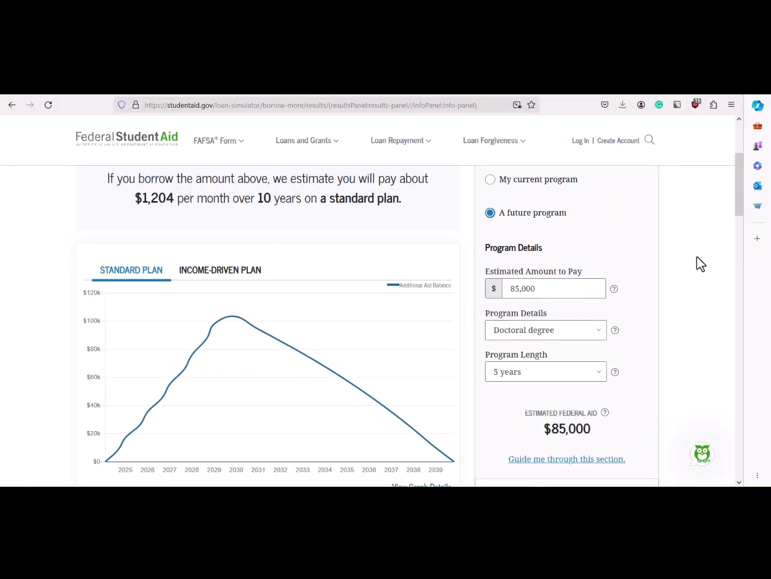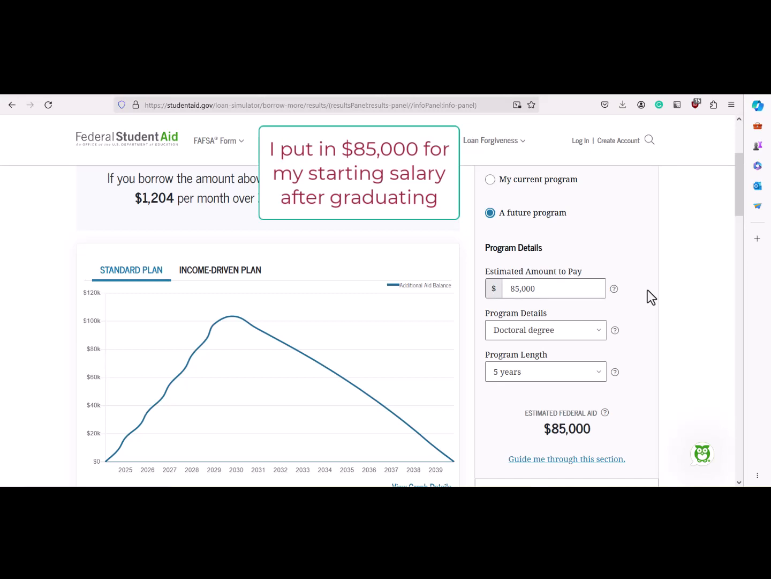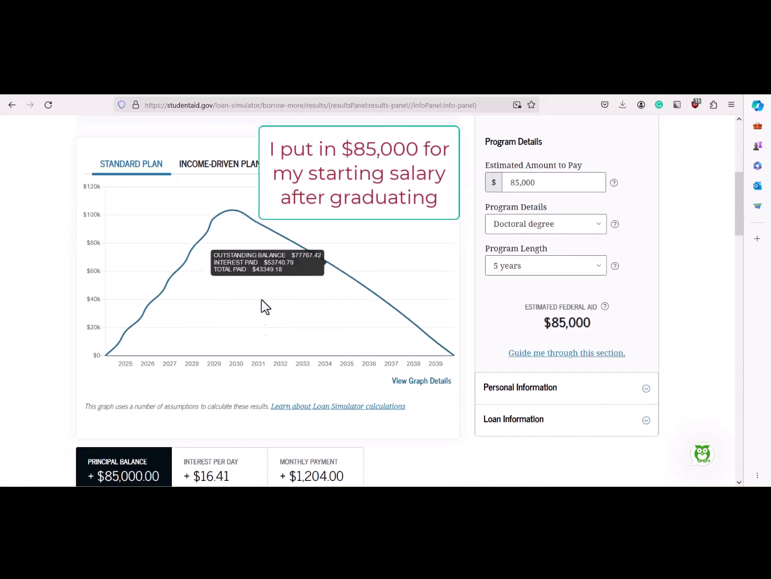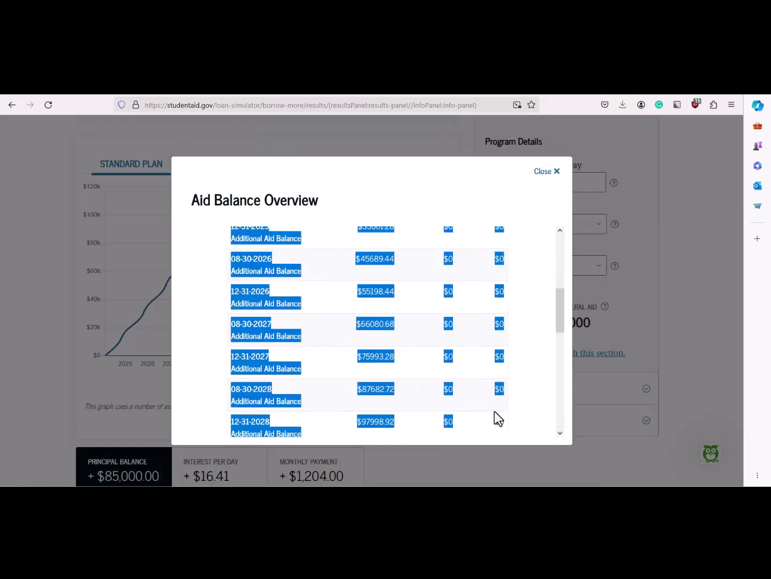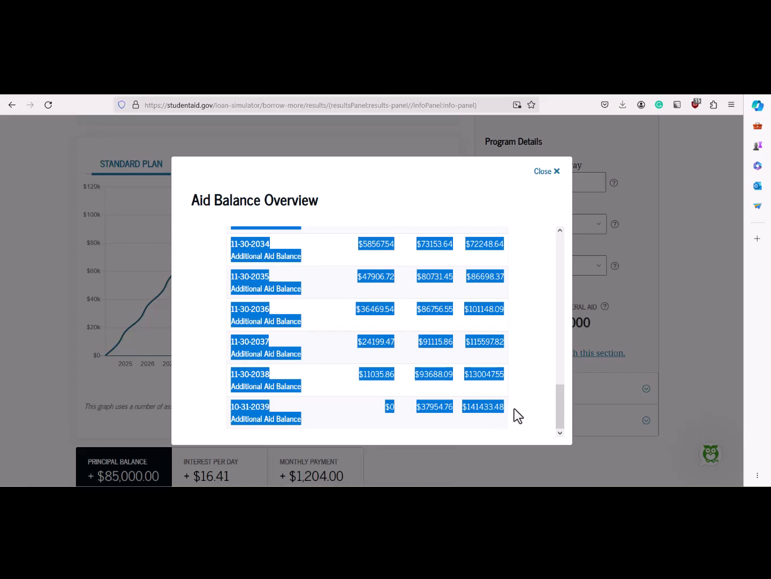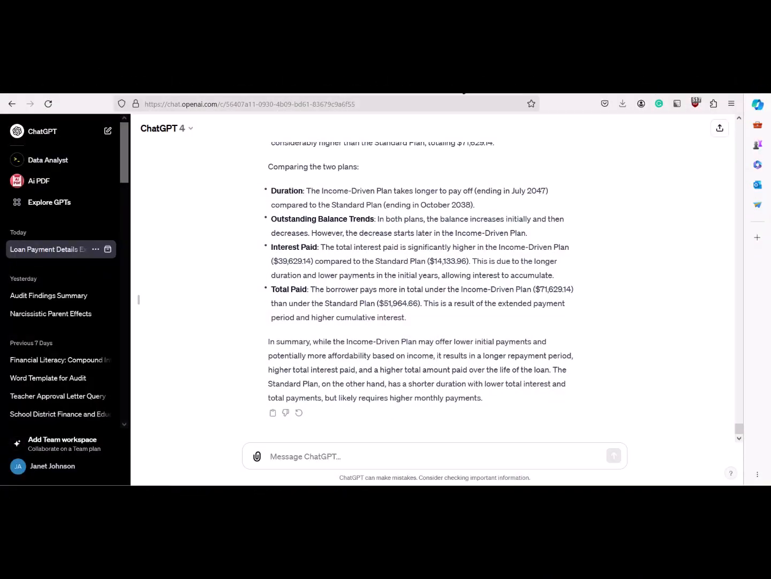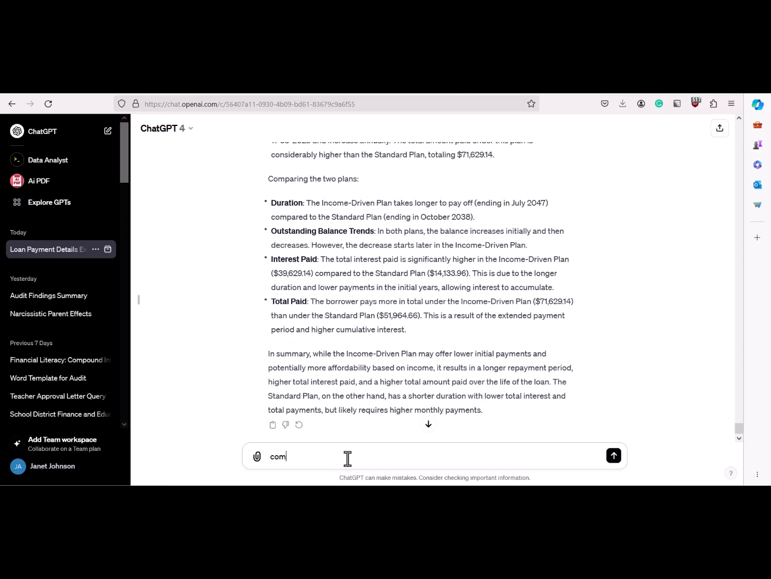Now I put in different parameters. I decided I'm going to get a doctorate degree at University of Chicago, and I need to borrow $85,000, which probably isn't even that unreasonable for what that might cost, and it's going to take me 5 years to do it. So I put this information in, and on the standard plan, and now I'm just going straight to Chat. I'm going to click View the Details, select these, and I'm going to say compare these two plans.